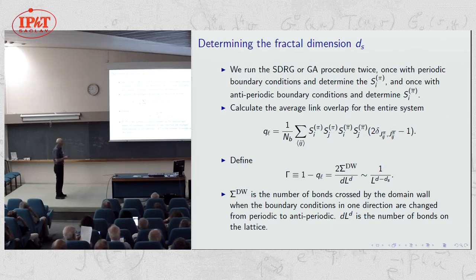Well, having found a ground state using either the SDRG algorithm or the greedy algorithm, let's call the ground state S_i of pi, and then you determine it again with antiperiodic boundary conditions. You call that new ground state S_i of pi. And to investigate the length of the domain wall, you form what's called the link overlap, and this quantity gamma, which is 1 minus Q_L, is related to the length of the domain wall by this formula here. So if sigma_dW goes like L to the ds, this should fall off with L like 1 over L to the d minus ds. So if you believed in replica symmetry breaking, you would want gamma to go to a constant, because then ds is equal to d. If it falls and approaches 0, you think that there is no replica symmetry breaking. So by studying this, you can estimate what the value of ds is, the fractal dimension of the interface.